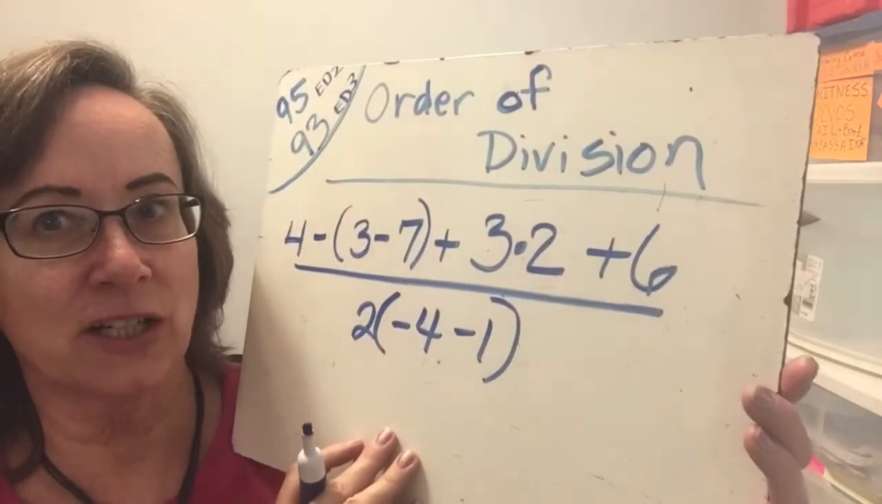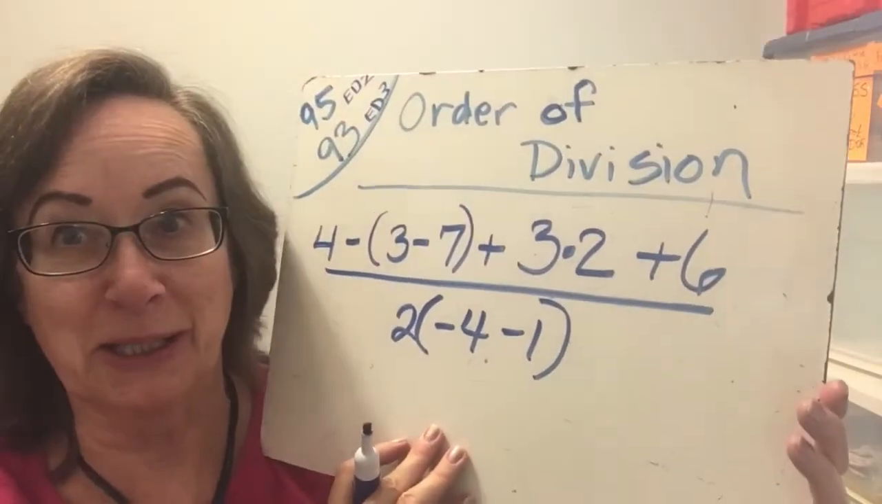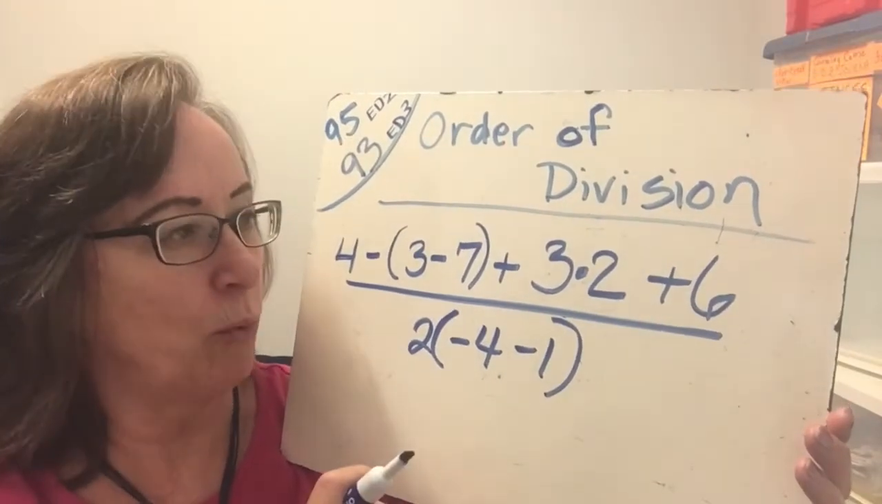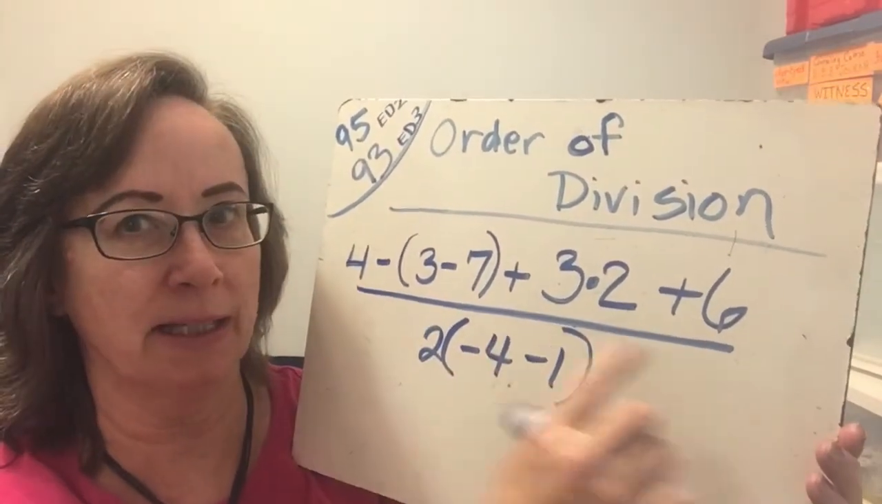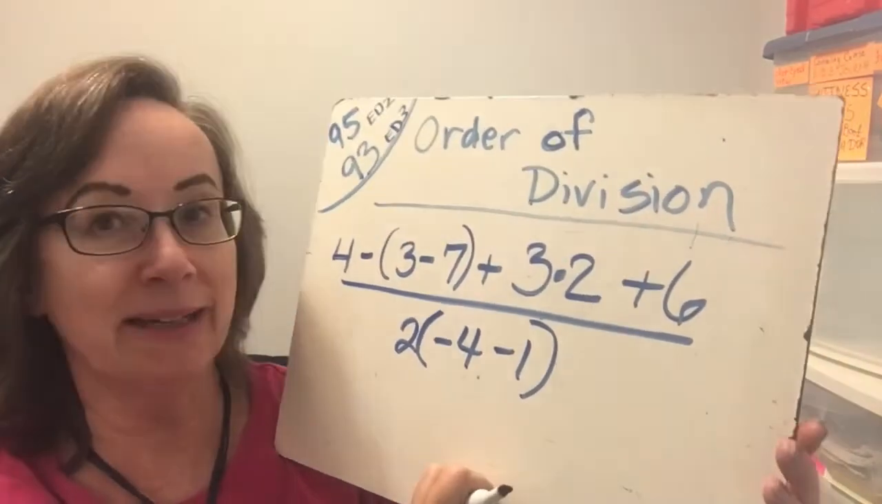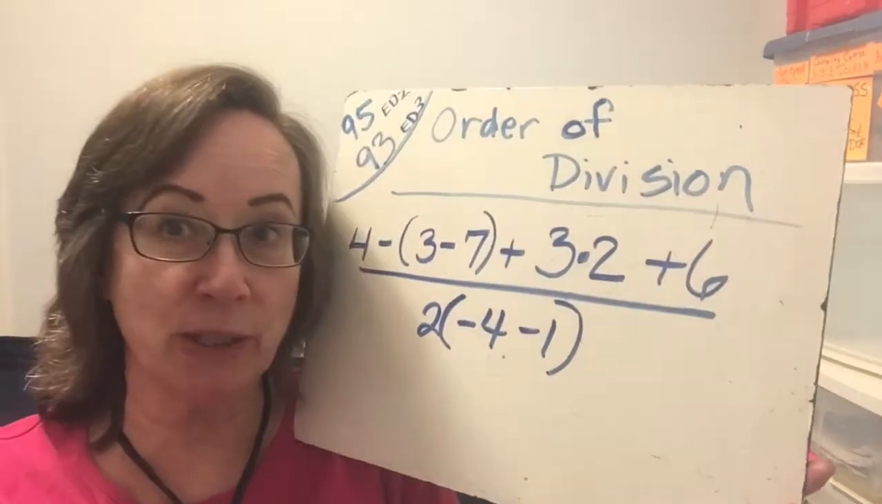Okay, here's our first example. Now, it's a little bit bigger problem, isn't it? So, on the last one that we did, we did not have this big division symbol. This is a fraction bar, isn't it? And we did not have that in the last problem. What do we do now?